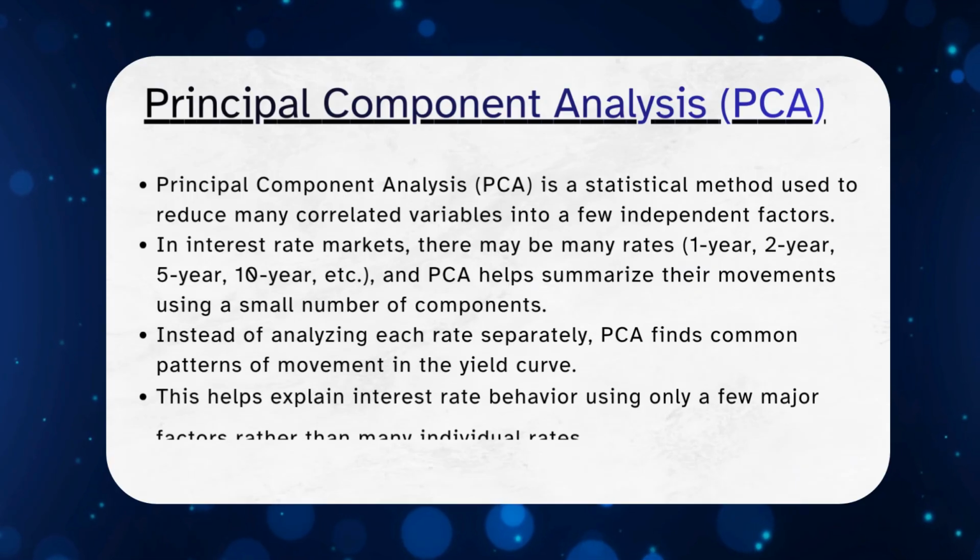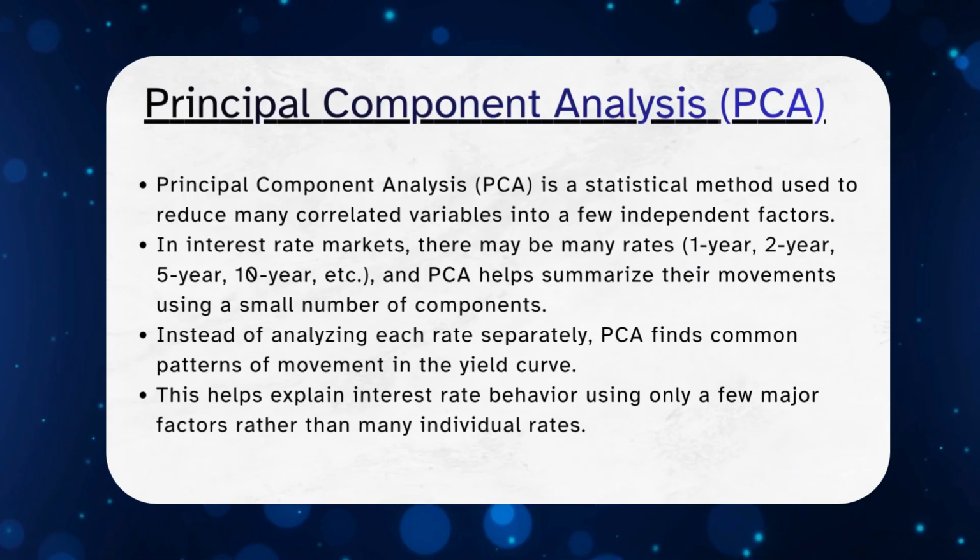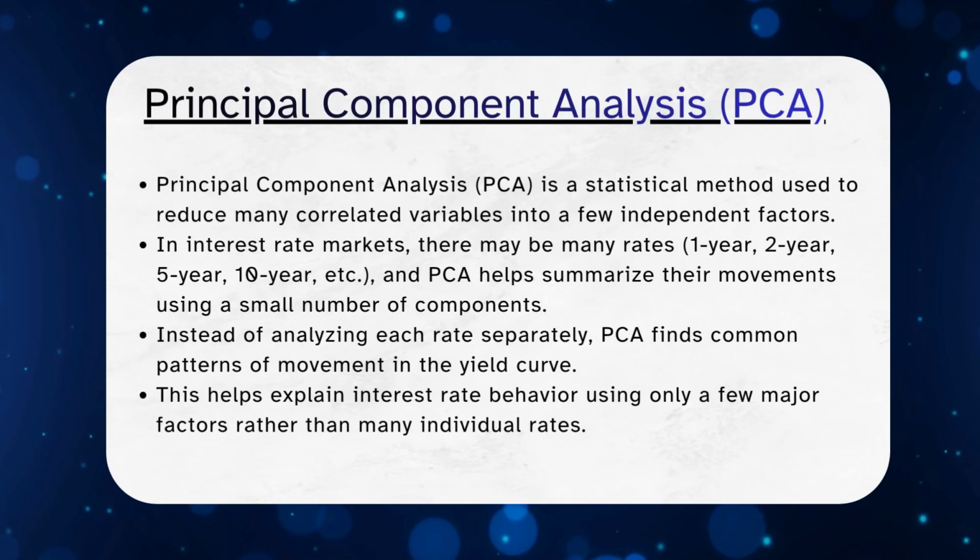Principal component analysis, or PCA, is a statistical method used to simplify complex data. In interest rate markets, we observe many different rates, such as 1-year, 2-year, 5-year, and 10-year rates. These rates usually move together because they are part of the same yield curve. Analyzing each of these rates individually can become complicated.